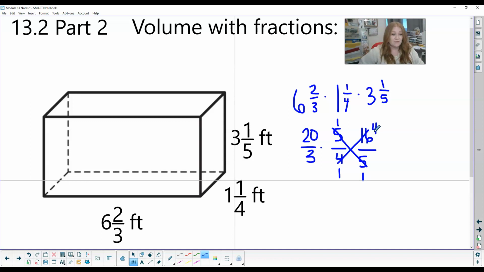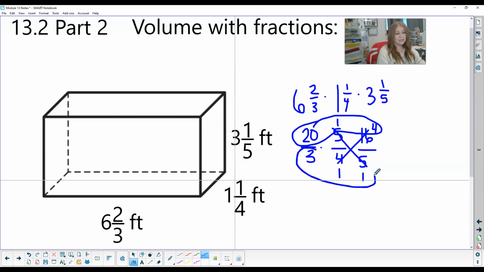I could probably think about it, but I don't want to. So, okay, I've got 4 here. I can't make 1 smaller. 3 doesn't go into 20. 3 doesn't go into 4. So I think I have everything as small as it can get. So now I'm just going to multiply 20 times 1 times 4 and 3 times 1 times 1.